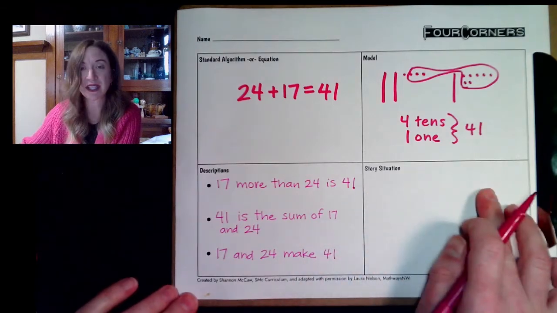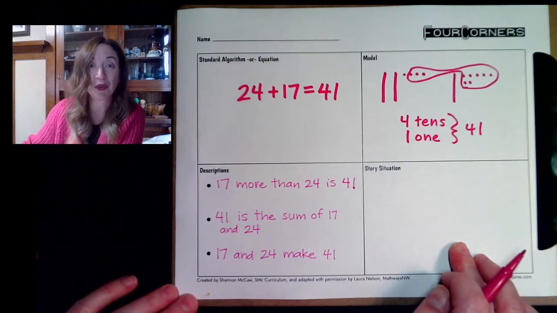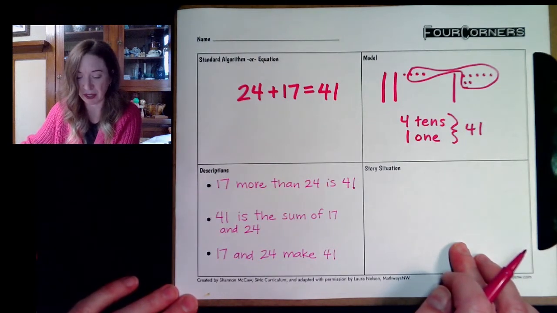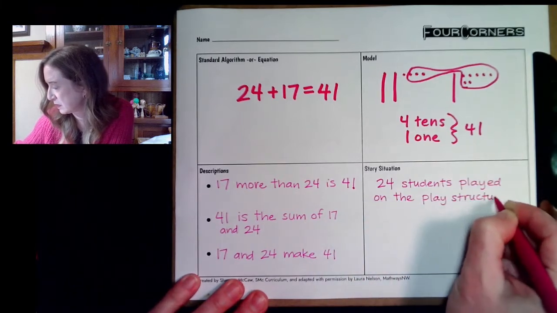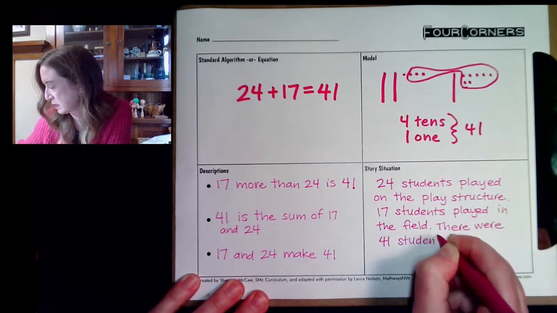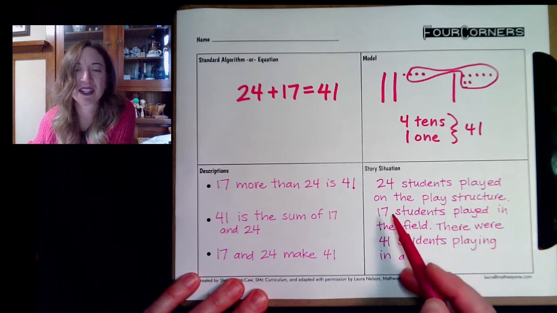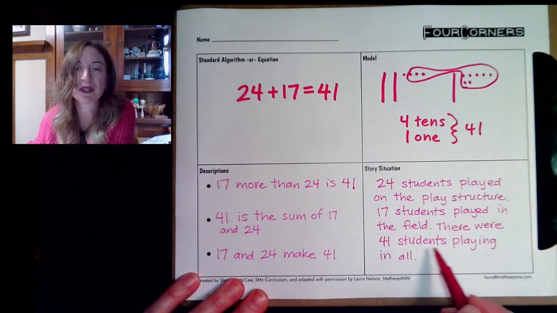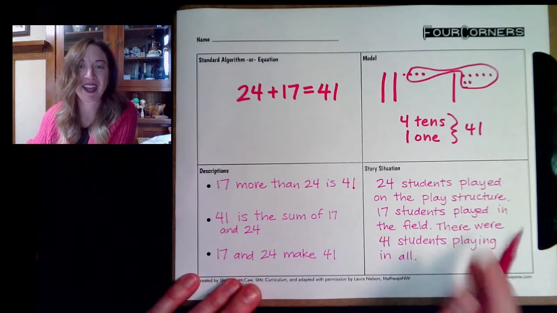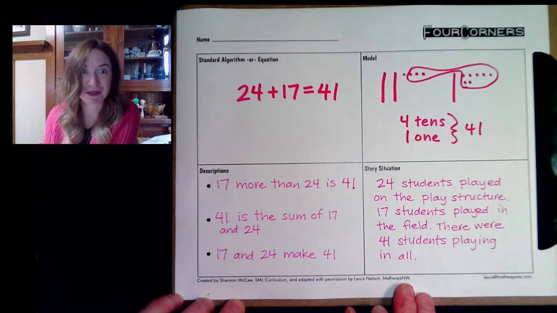And then the last one is the story situation. This is where I'm going to tell a story that shows 24 and 17 making 41. So let me think of a story that I want to write. 24 students played on the play structure. 17 students played in the field. There were 41 students playing in all. And that's how you do a Four Corners. I'll show you with one more example.